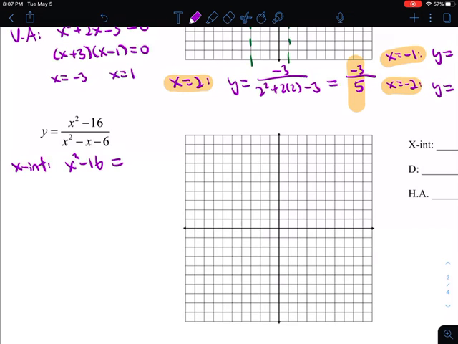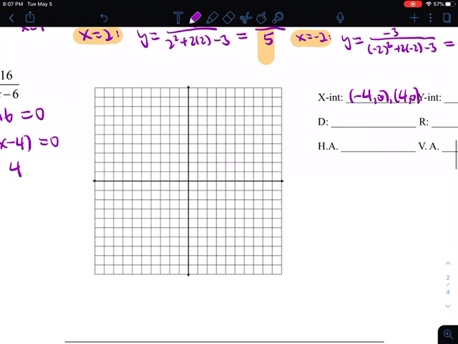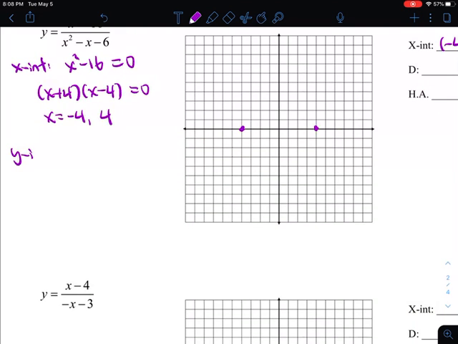For the x-intercept, you set the top, the numerator, equal to 0. How do we do that with the quadratic? Well, we factor it: x plus 4, x minus 4. So I get x equals negative 4 and 4. So I actually have 2 x-intercepts, negative 4 comma 0 and 4 comma 0. That's going to be here and here.